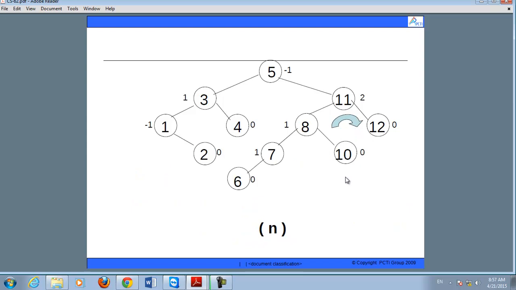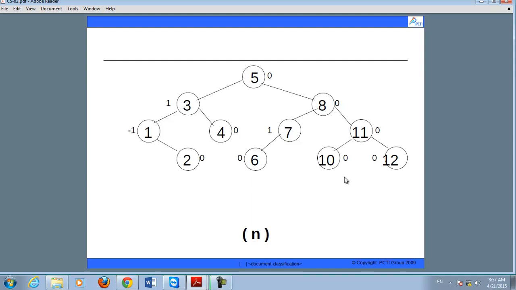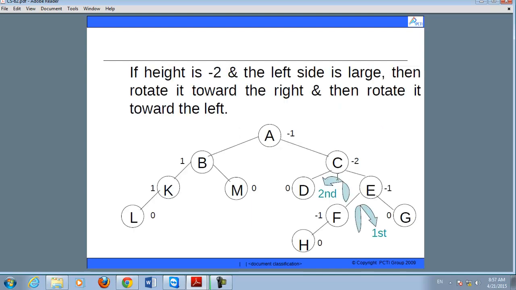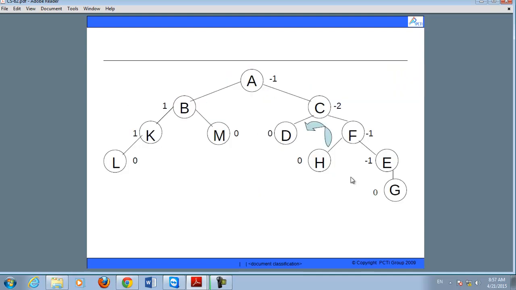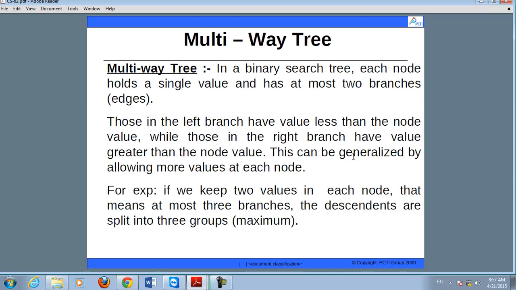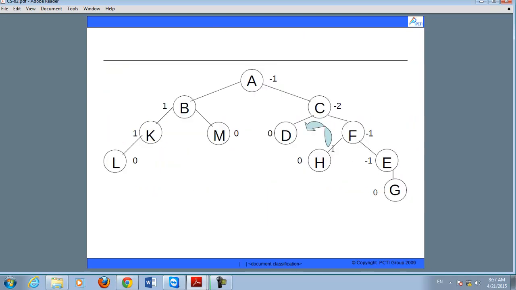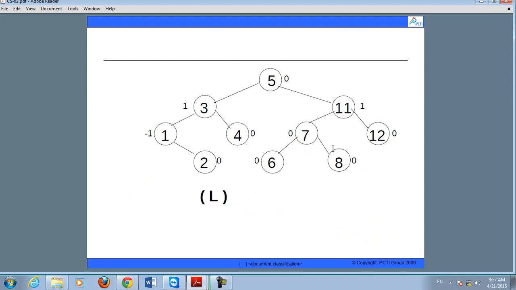In this way you can create an AVL tree, or you can say a height balanced tree. There are various methods, or there are many types of rotations that you can perform to find out the balanced tree. This is all about the AVL tree. Thank you.